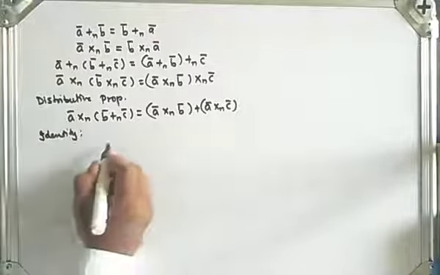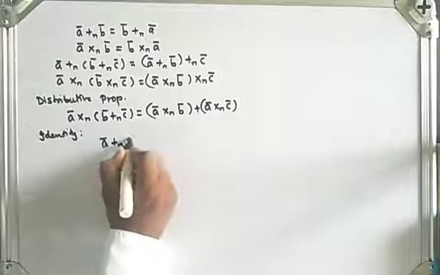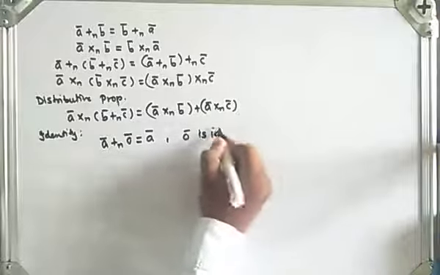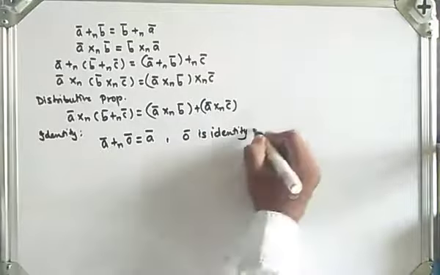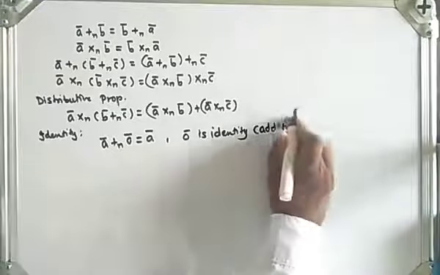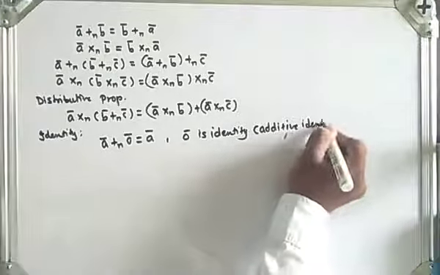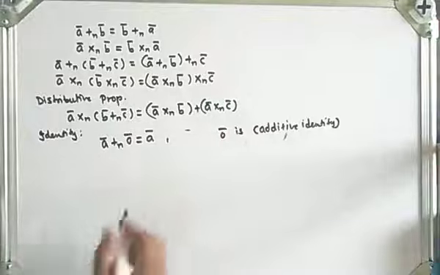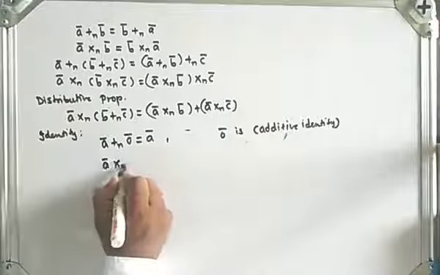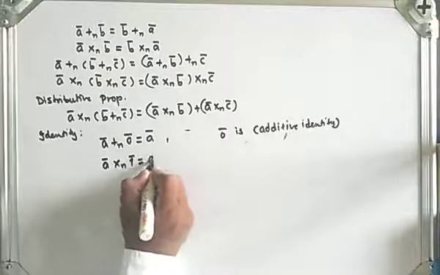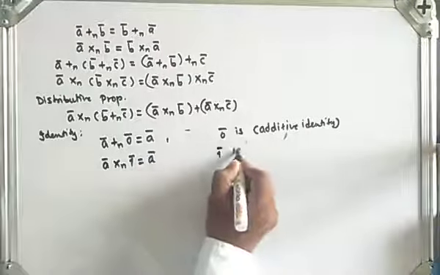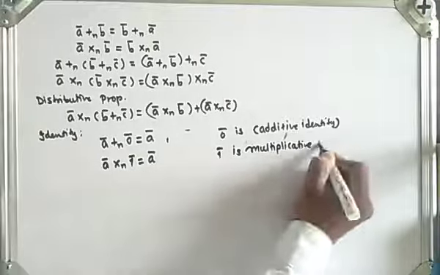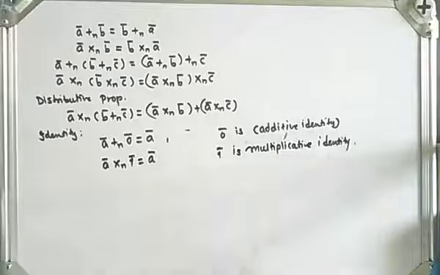So if a bar addition modulo n 0 bar is equal to a bar, then 0 bar is the identity element, which is the additive identity. And if a bar multiplication modulo n 1 bar is equal to a bar, then 1 bar is the multiplicative identity. So this is the property.